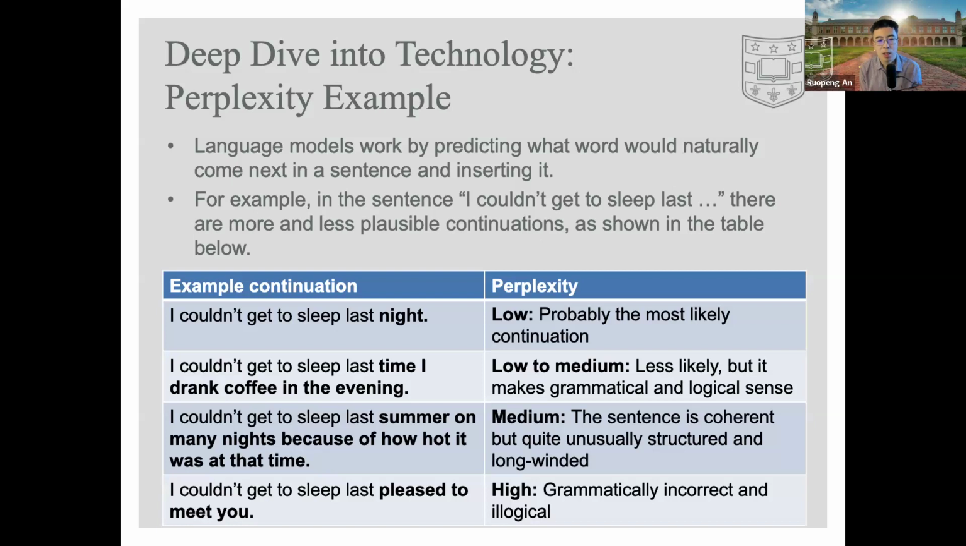And finally, the sentence, "I couldn't get to sleep last, pleased to meet you," right? So this is absolutely incoherent and grammatically incorrect and probably not logical as well. So this sentence would have a very high perplexity score. So using perplexity, AI may detect AI-generated text.